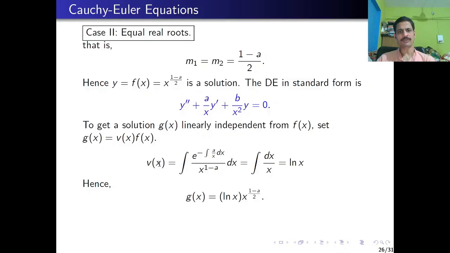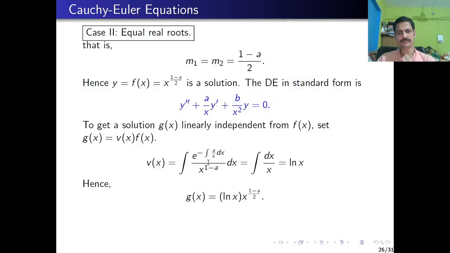We know the formula for v(x) from our previous theory that we have developed. So v(x) is equal to the integration of e raised to minus integration p(x) dx, divided by y1 squared, dx. Here we substitute for p(x) a by x, and for y1 we substitute x raised to (1 minus a) by 2. So this is what we get. We are computing the integration of e raised to minus integration of a by x dx, divided by x raised to 1 minus a, dx.